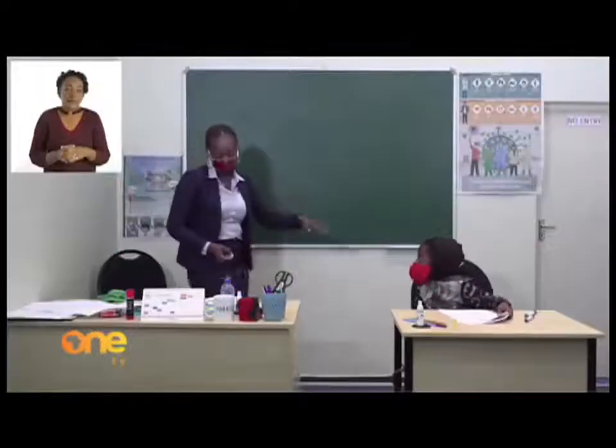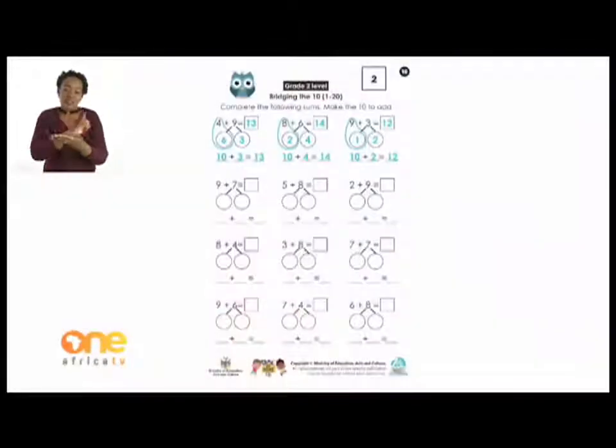Let's now turn to page 15, where we are going to do bridging. And our question is, complete the following sums, make the 10 to add. Bridging means finding the missing number. Okay.